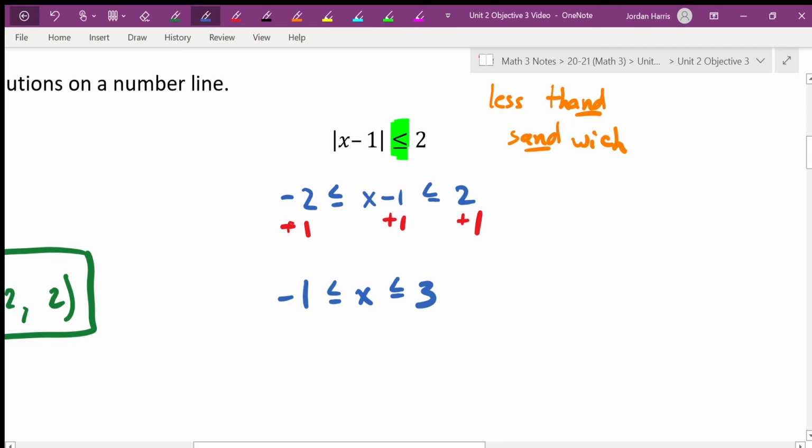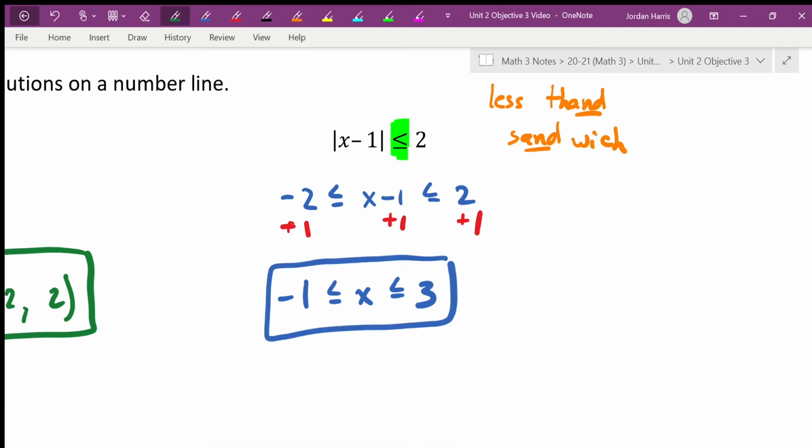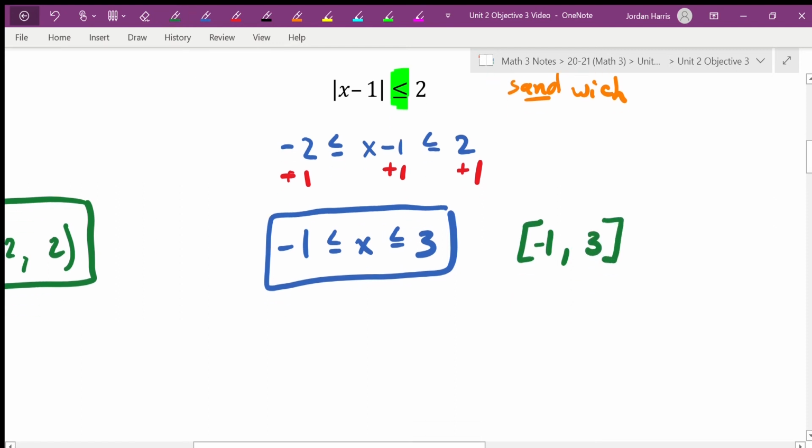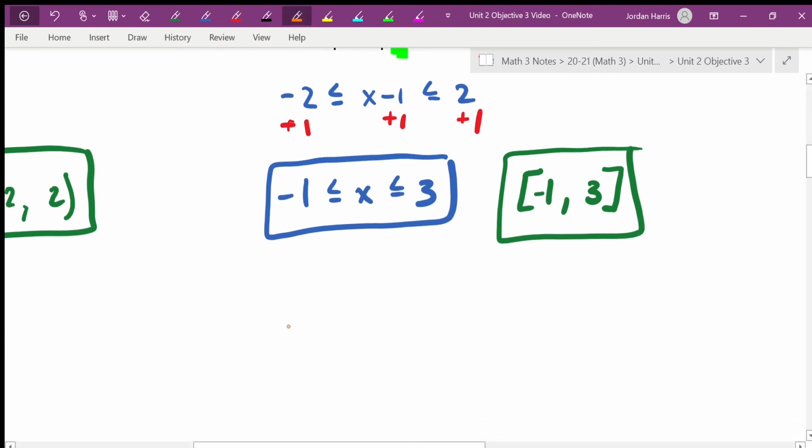And if you plugged in -1, it would work. If you plugged in 0, it would work. If you plugged in 1, it would work. Plug in 2, it would work. If you plug in 3, it would work. Okay, all of those make a true statement. So if we wanted to do interval notation, this would be bracket -1 to 3 bracket. Right, hopefully that's easy. You can see it's included, all that good stuff.